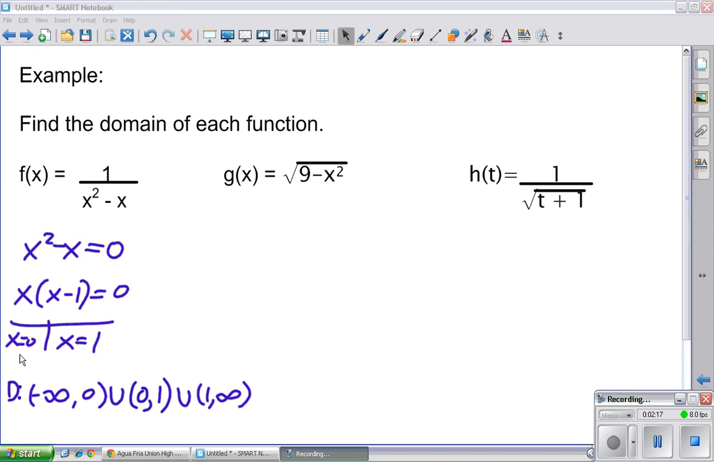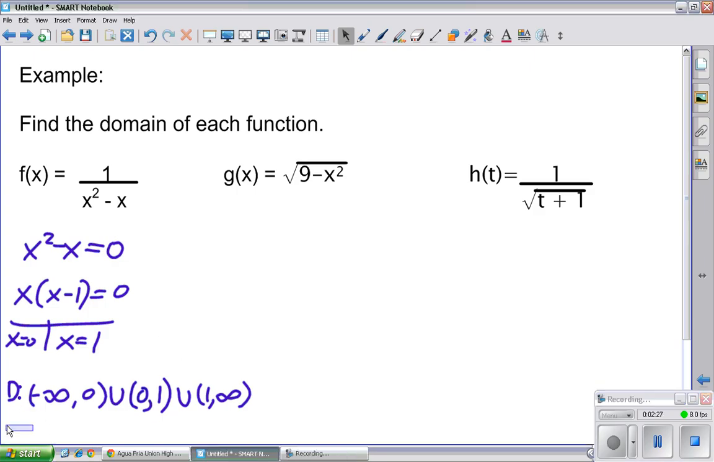I like to think of removing things from the domain like thinking of the number line as a string. You have a string that you cut at these two places. So if you make 2 cuts in the string, you're going to get 3 parts: to the left of the first cut, between the cuts, and after the second cut.